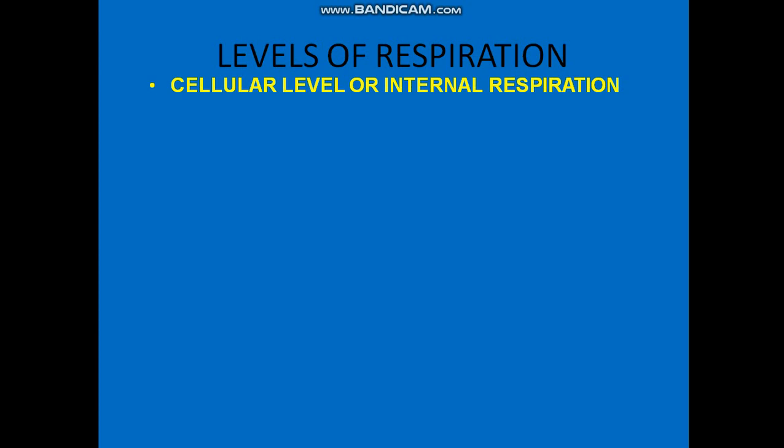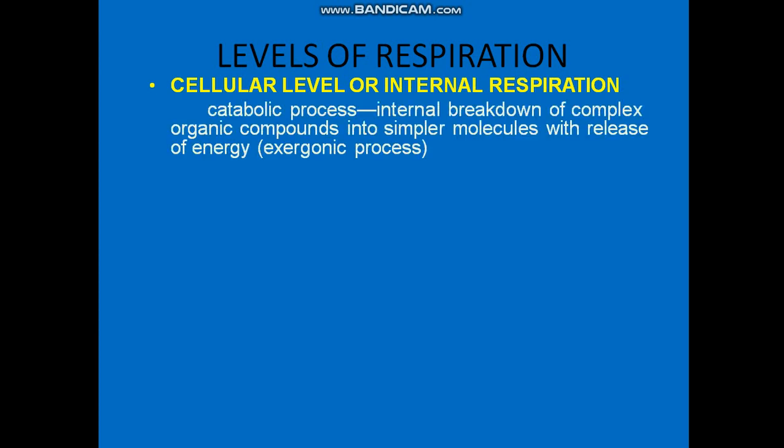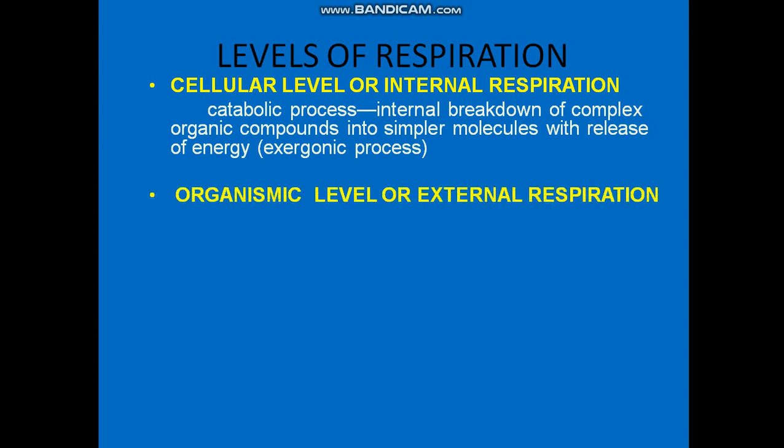Cellular level or internal level is a catabolic process. Catabolic process is a breakdown process, a breakdown of complex organic compounds. These compounds are our food that we eat. The process takes place inside mitochondria and it releases energy. Organismic level or external respiration is simply inhalation of oxygen and exhalation of carbon dioxide.